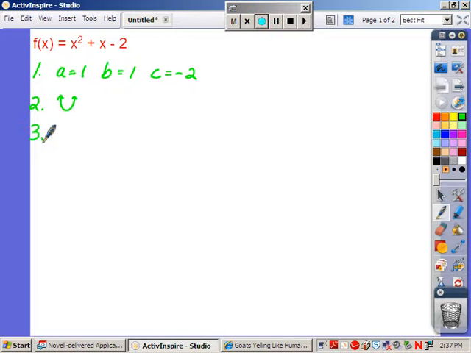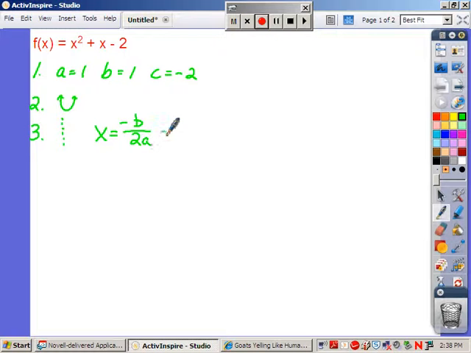Step number 3 is the axis of symmetry. This is where you're going to draw a vertical dashed line like this on your graph. So you need to figure out how to do that. Since it's vertical, it's going to have an equation that says x equals something. And the formula for it is -b over 2a.